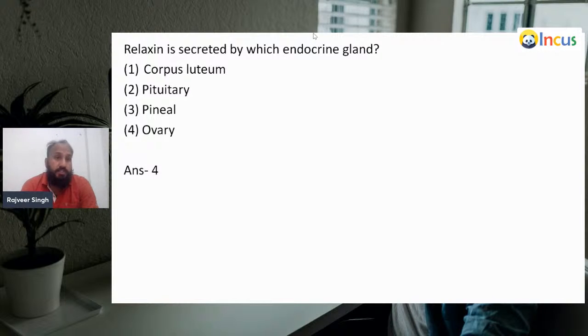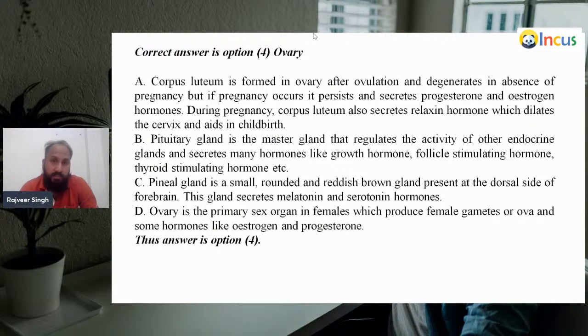Now, next question. Relaxin is secreted by which endocrine gland? Corpus luteum, pituitary, pineal, ovary. The answer will be ovary. Why did we choose ovary? Because the corpus luteum is formed in the ovary after ovulation and degenerates in the absence of pregnancy. But if pregnancy occurs, it persists and secretes progesterone and estrogen hormones during pregnancy. The corpus luteum also secretes relaxin hormone, which dilates the cervix and aids childbirth.